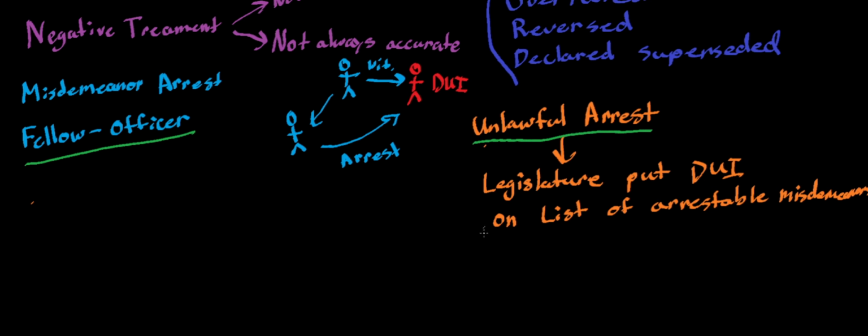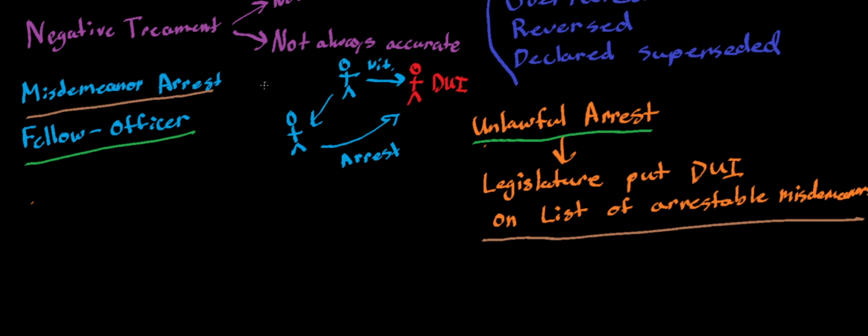while this new statute dealt with the misdemeanor arrest rule, the citator didn't make the connection that this case had been superseded by statute. And notably, it was still good law with respect to the fellow officer rule, or excuse me, with respect to the misdemeanor arrest rule. It's just it didn't apply now because DUI had been taken out of the misdemeanor arrest rule by the legislature.